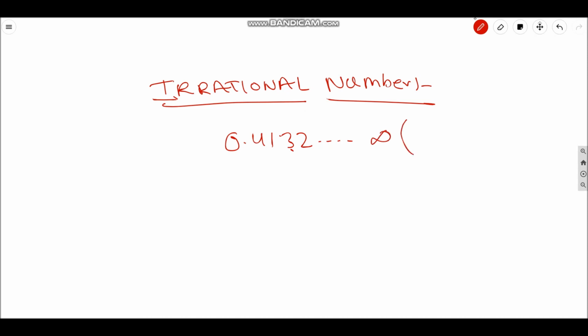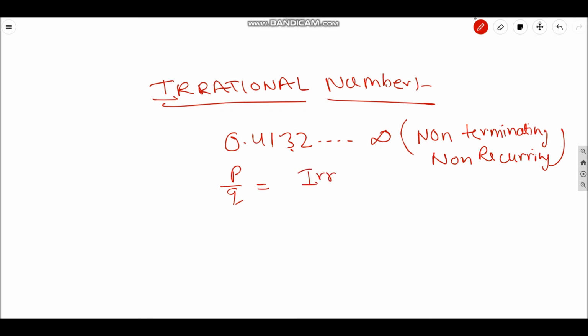It is a non-terminating and non-recurring number. What is the meaning of non-recurring? The number is not repeating, like 4, 1, 3, 2; a digit is not repeating in itself. So it is a non-terminating and non-recurring number. Can anyone express this number in the form of p by q? The answer to this question is no. No one can convert this number into the form of p by q. So it is not a rational number. It is an irrational number.